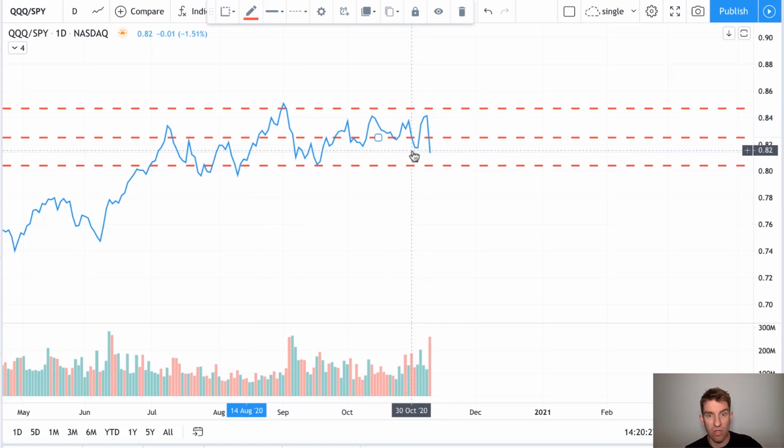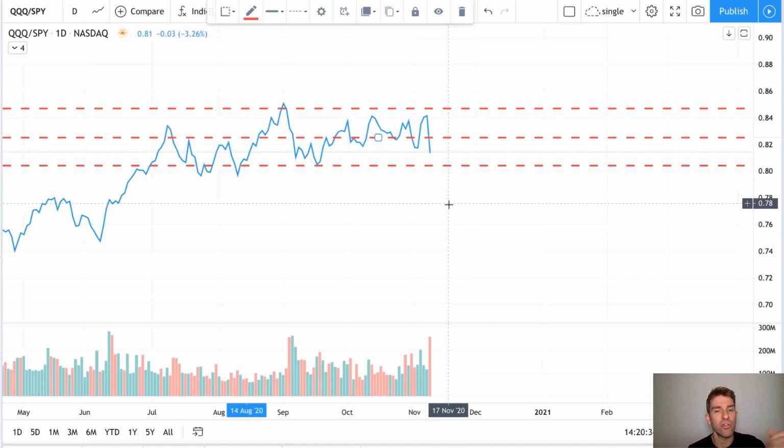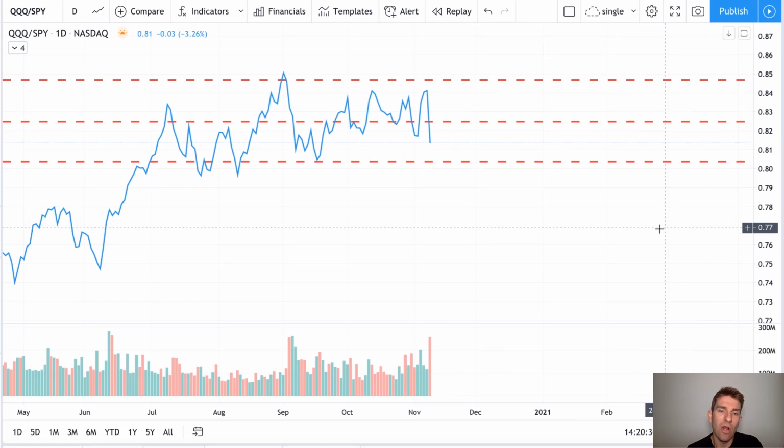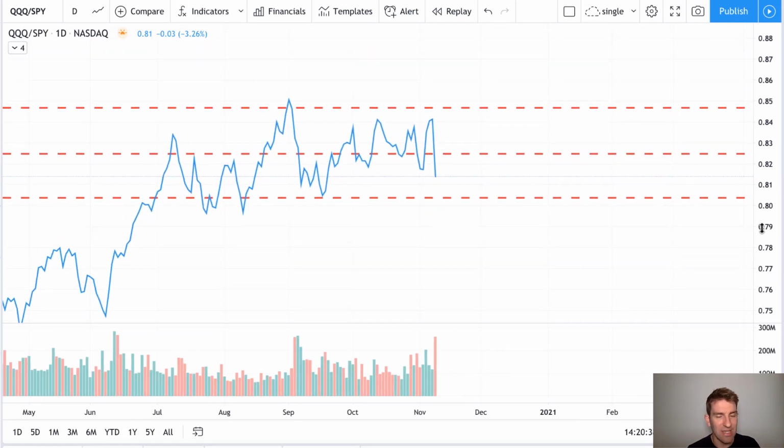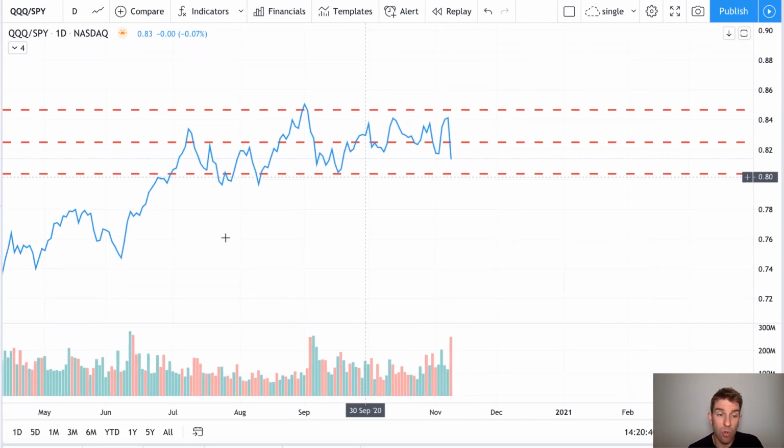Even though it's a ratio type trade and a pairs trade, there's still the risk that tech just completely has the money taken out of it and we go back to where we were. So you've got to manage your risk in some way. Risk is somewhat mitigated, but it's not eliminated. So that's one way you can do it.